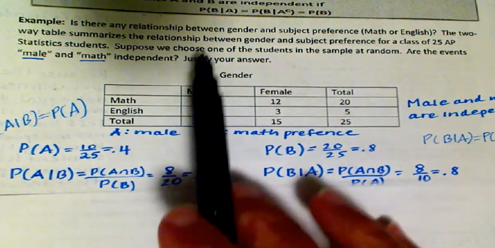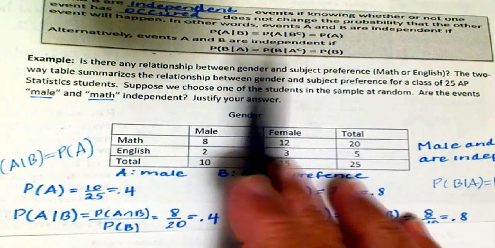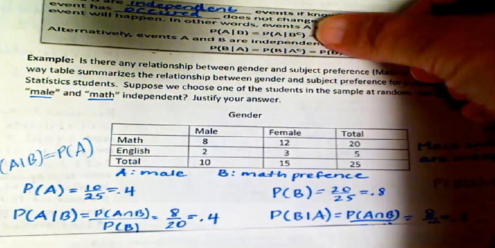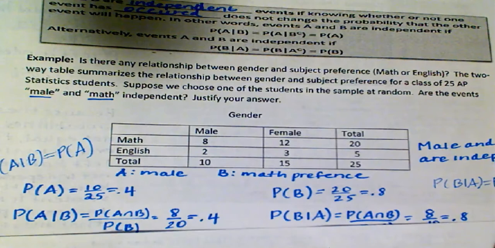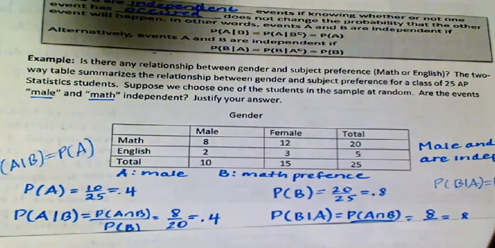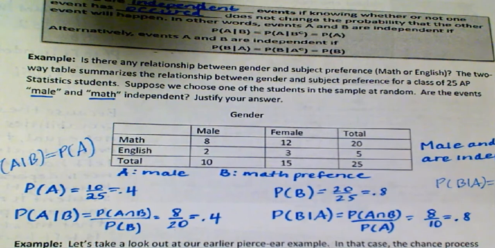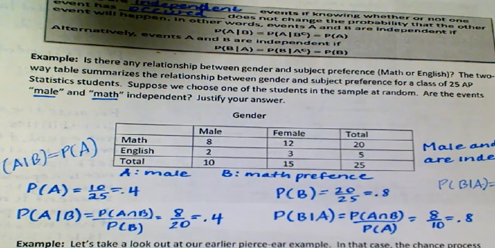Another way you could do it is A given B and then A given not B. If those two are equal, you have independence. You don't have to do all three things. It's kind of like two parts. Either do that middle part or these two. So the next example we're going to look at is our earlier ear piercing example. What we're trying to do is show if being male and having a pierced ear are independent, okay?